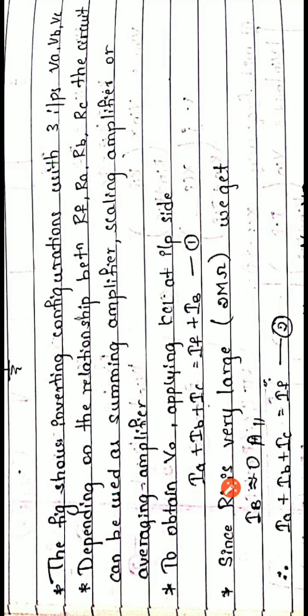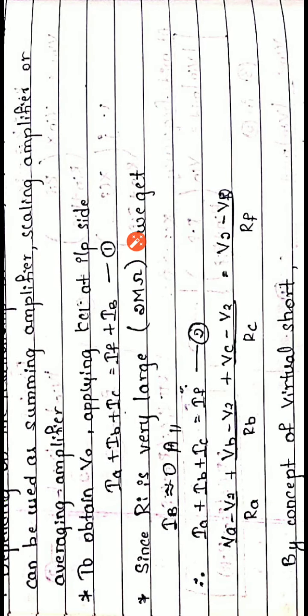So if I apply the KCL, as I said, IA plus IB plus IC equals IF plus IB, where input impedance is very large, so IB becomes 0. So that is written here. So now equation 1 becomes IA plus IB plus IC equals IF, taken as equation 2 here.